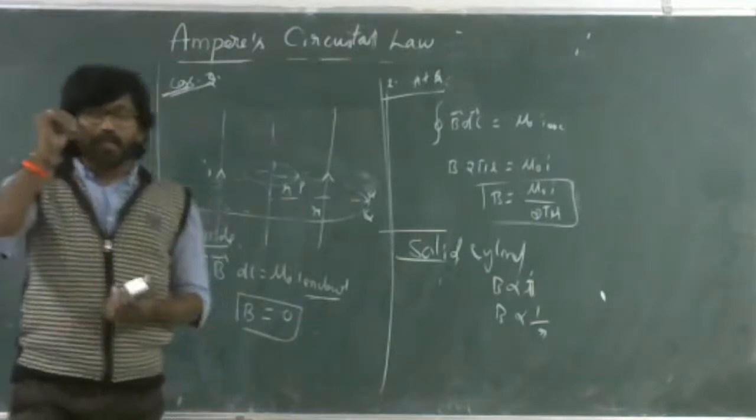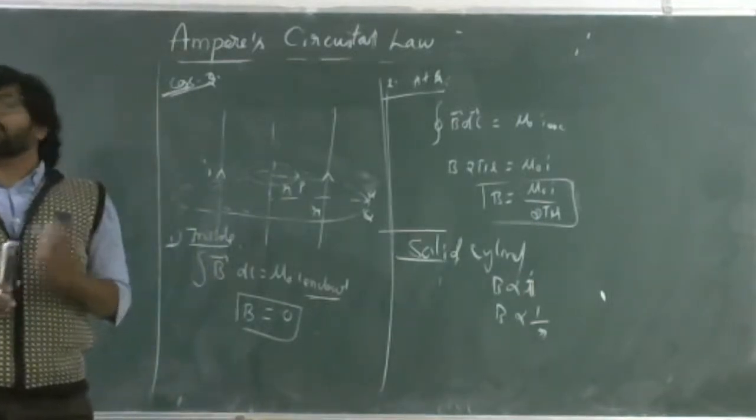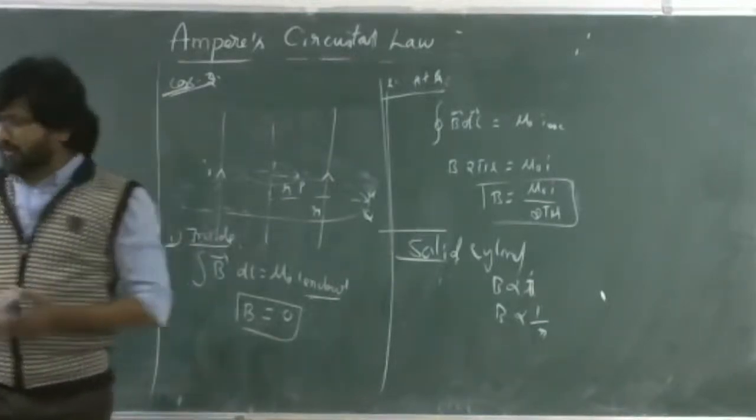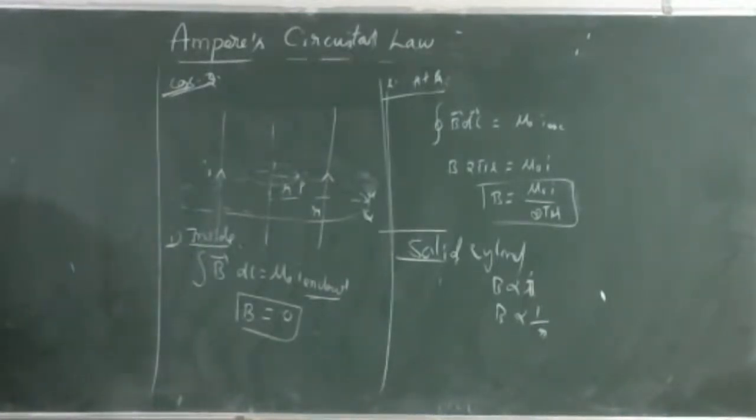Now actually our point is to discuss how to find the magnetic field due to a toroid. Now let us get into the actual concept of the toroid part.